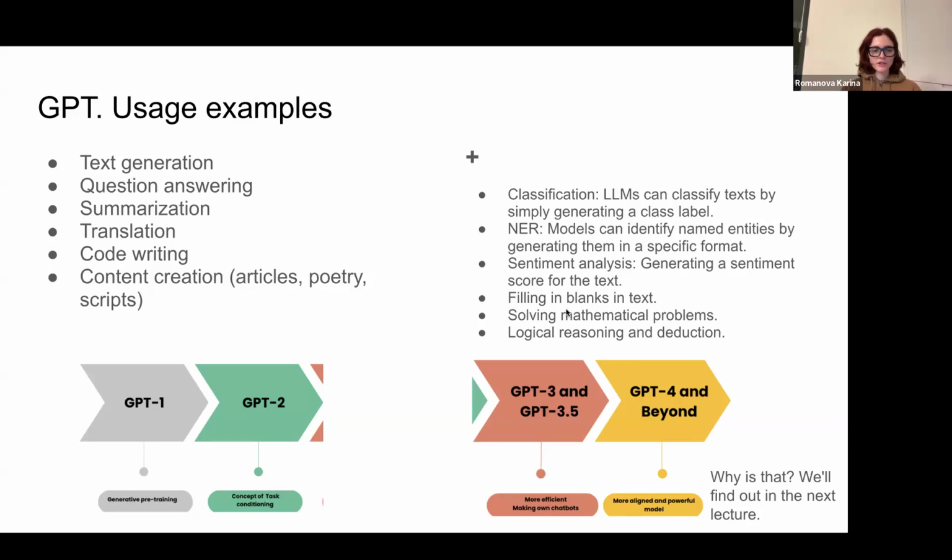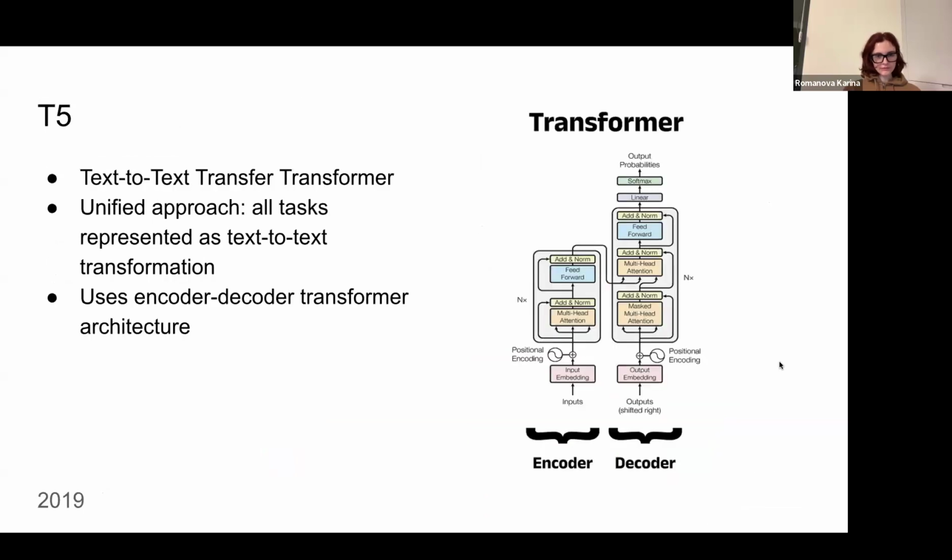And just at this moment, we can't understand what was the action which allowed us to have such a wide range of tasks, and such good quality on them. So we will find out in the next lecture what happened. But now let's move to T5.